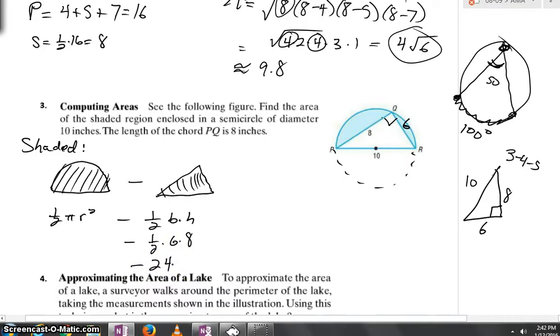What's the radius of this semicircle? 5. So I'm going to go 1/2 pi 5 squared, and that's 25 pi over 2. And guys, it might not be the prettiest looking answer that you're going to have, but there it is. That's the area of the shaded region. We doing okay?